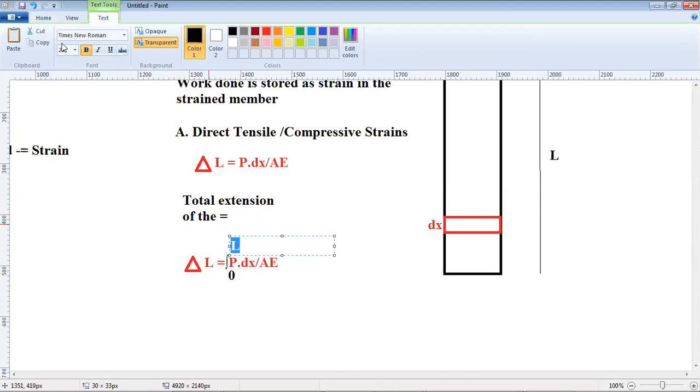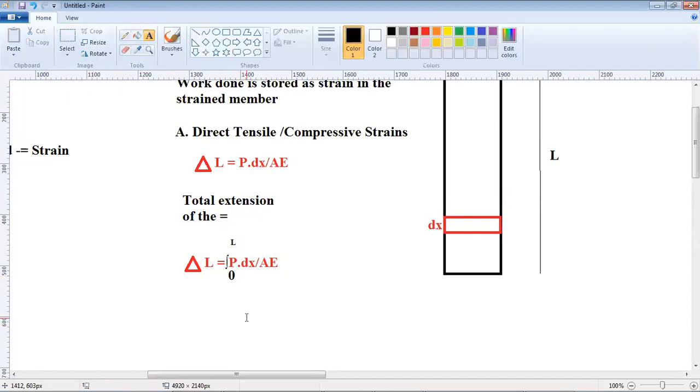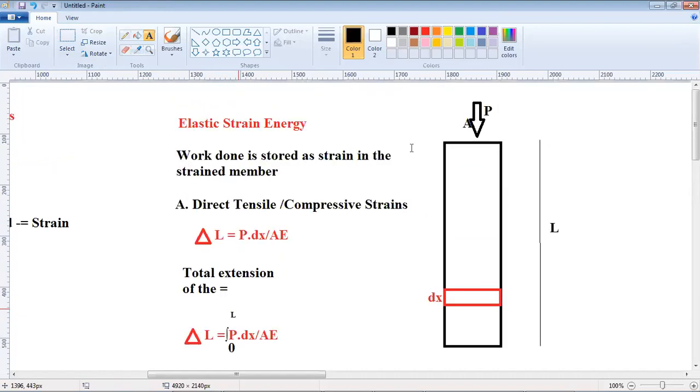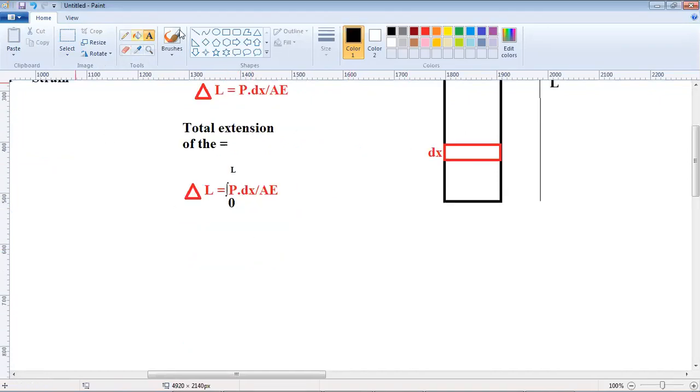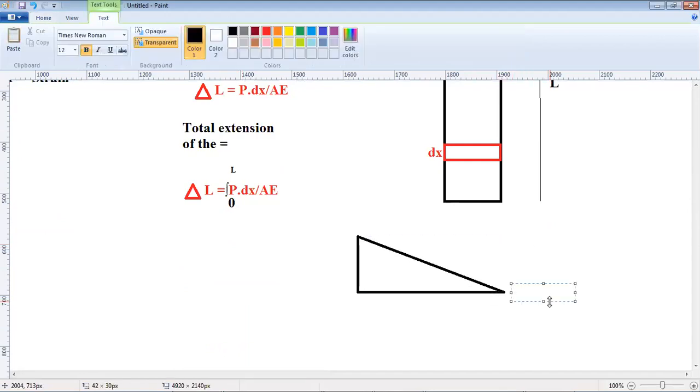That would be the value of integration here. It will be from 0 to L, so this will be the total extension. Now, because the force P will not be acting all at once, it will start from 0. So actually the force is acting like this. It's starting from 0 and then it goes to load P.